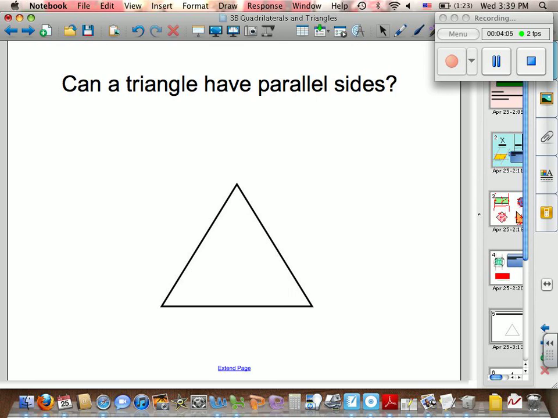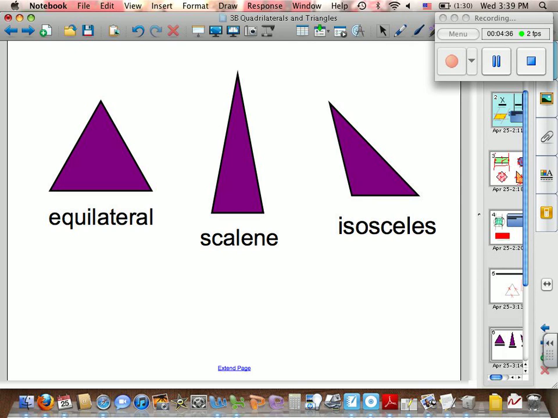Can a triangle have parallel sides? Well, let's think about that. If we only have three lines, you can see here, three sides. You can see here that this side does not have a parallel line, this side does not, and this side does not. If I wanted to draw two parallel sides, I would need one more line to make a shape. So there's no way I can make a triangle. So no, a triangle cannot have parallel sides.